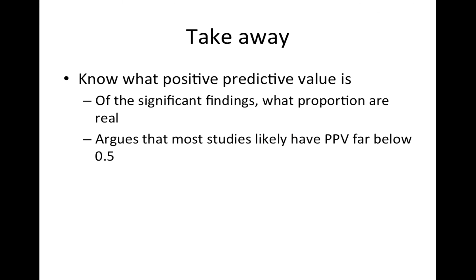So the takeaway from this is basically I wanted to draw your attention to this other measure, positive predictive value. Again, of the significant findings, what proportion are real? And this paper argues that most studies likely have PPV far below 0.5. So that would mean only 50% or less of our significant findings are actually real. I think this is really interesting, and it's good to have this in your pocket if somebody's like, well, I use 5% error control, so I don't care that I have a really low powered study. You really need to still care about power, even if you're using really stringent false positive control.